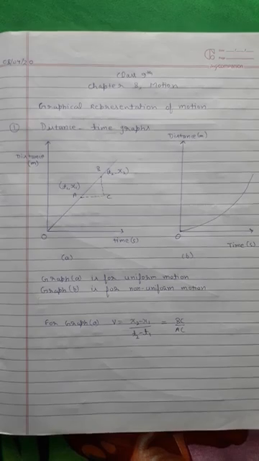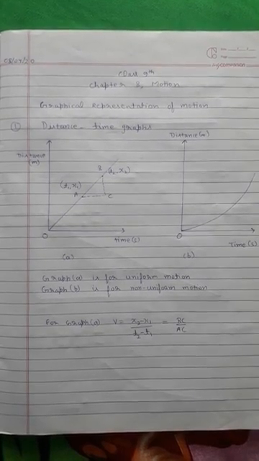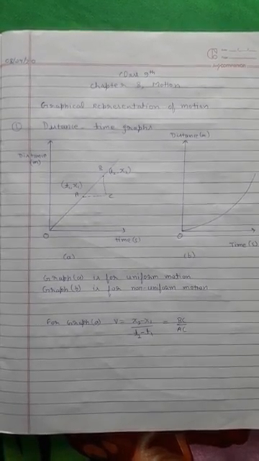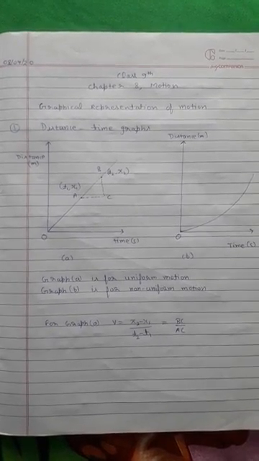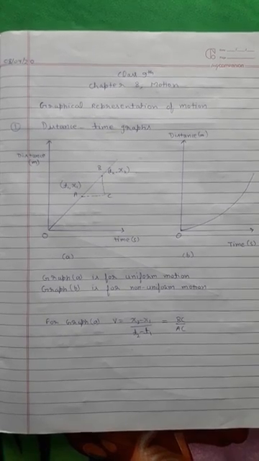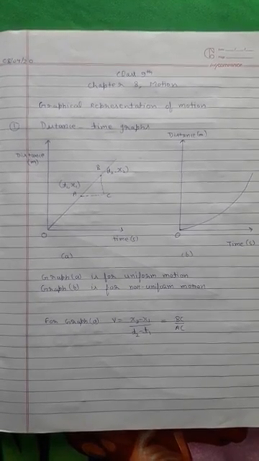Look at graph A. Here the graph between distance and time is a straight line passing through the origin. This graph is for uniform motion. So for uniform motion, the graph will always be a straight line.